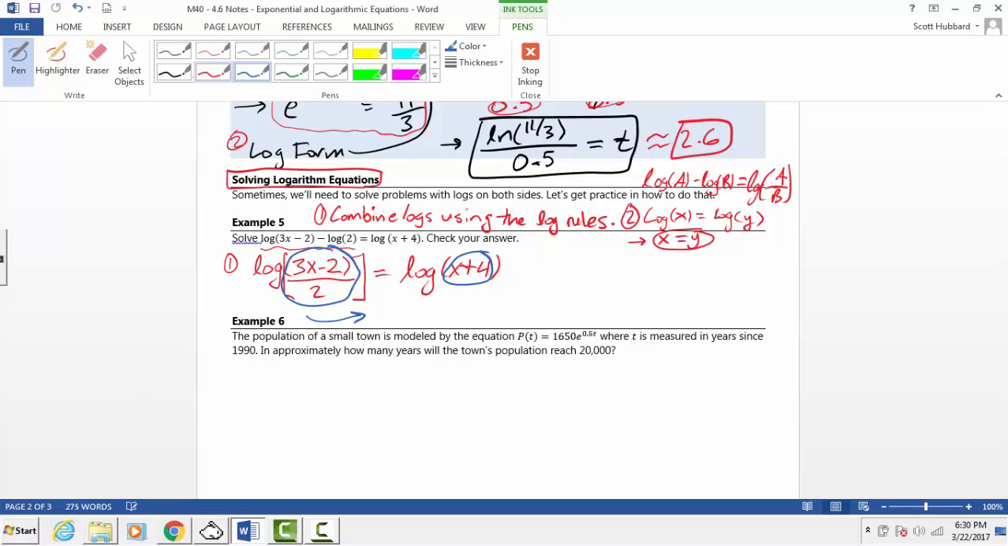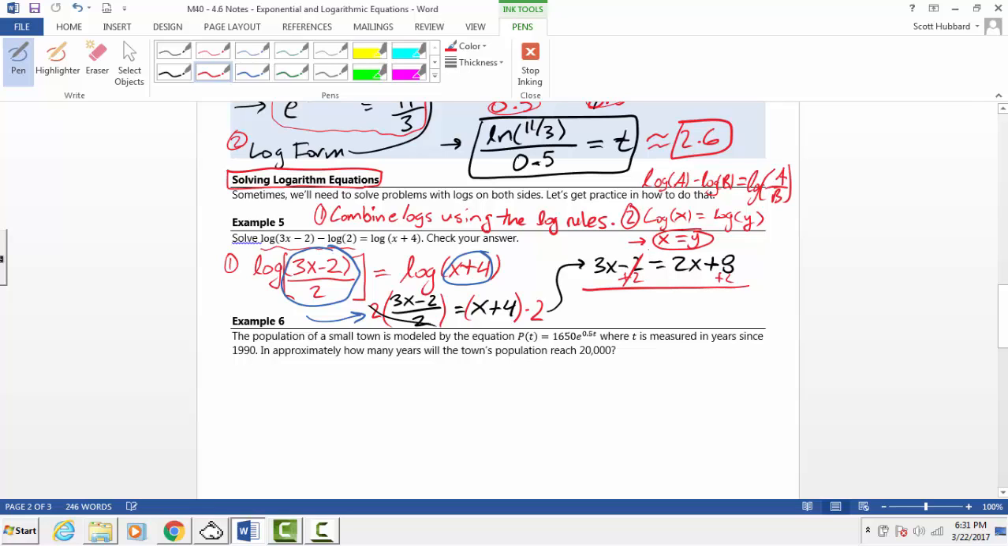And so I'll do that down here. So that means that we now just have (3x - 2)/2 has to equal x + 4. Okay? And then we're just going to solve from there. So multiply both sides by 2, multiply both sides by 2. That clears out, and you're left with 3x - 2 equals 2x + 8. And then you just add 2, add 2.